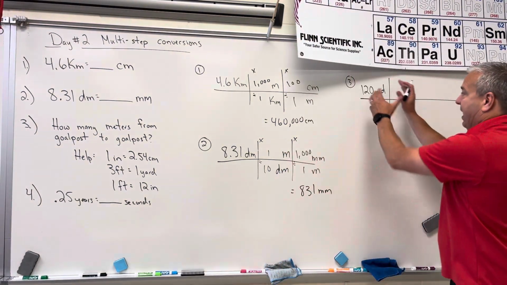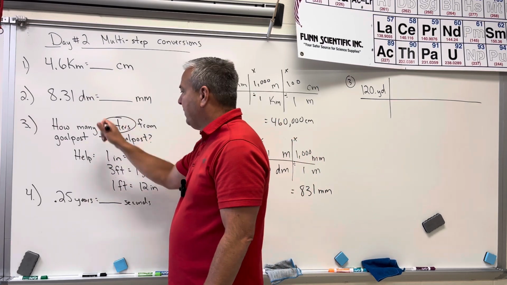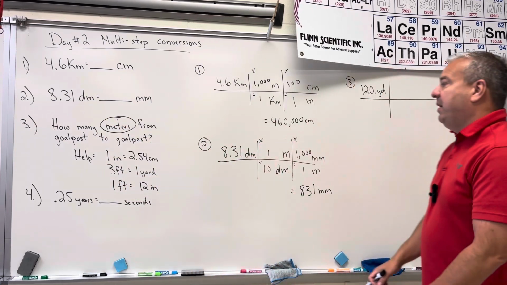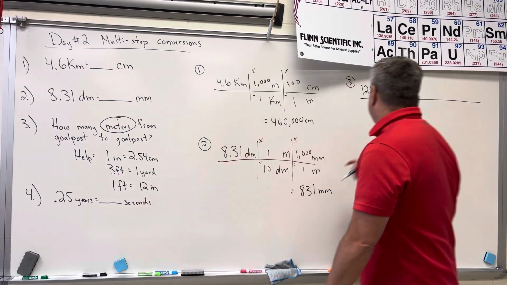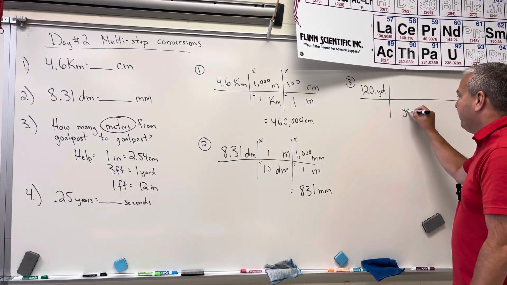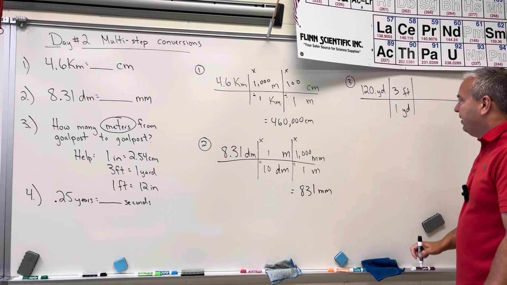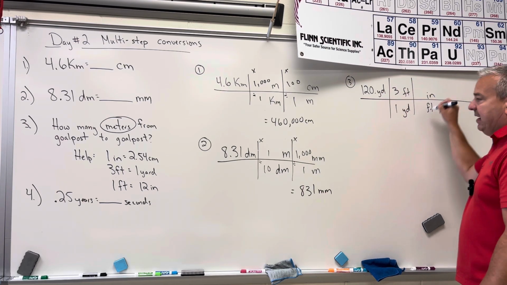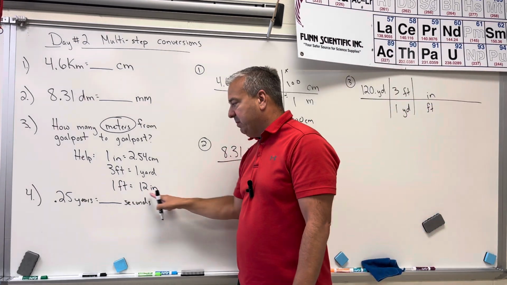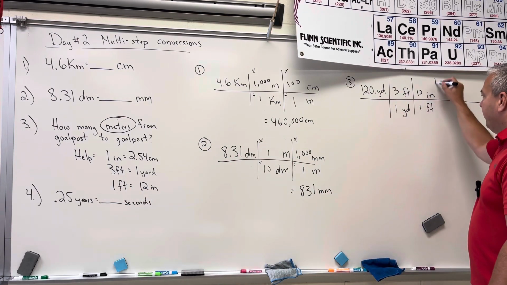So how do we get from yards to meters? Well, I'm going to take a look at my help. From yards, I can go to feet. So that's going to be the first step, going from yards to feet, and there's 3 feet to a yard. And that will get rid of my yards. And then I can go from feet to inches. Here's the conversion between feet and inches: 12 inches to every foot.